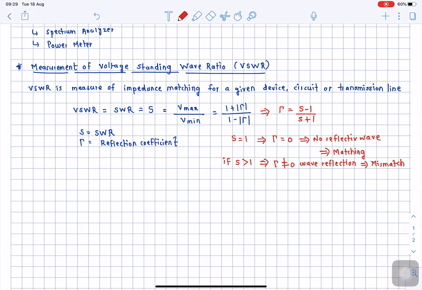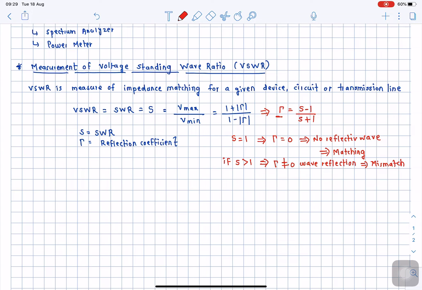Here we will develop a theory of how to measure the voltage standing wave ratio. Once you know the voltage standing wave ratio, we can calculate the reflection coefficient, gamma, and by knowing the value of gamma, we can interpret whether the matching of the transmission line, circuit or device is good or bad.